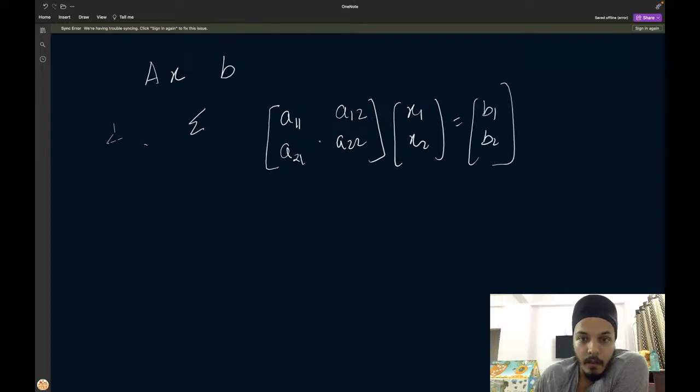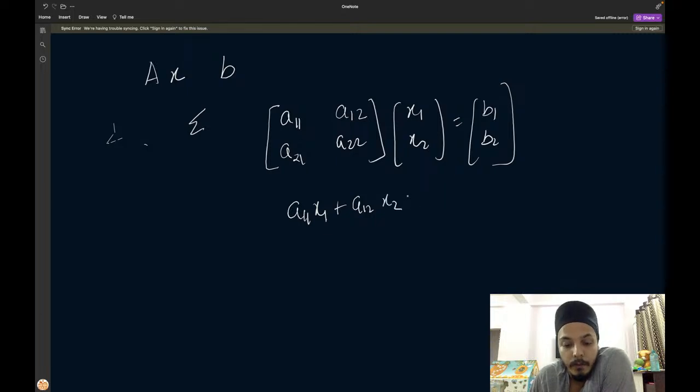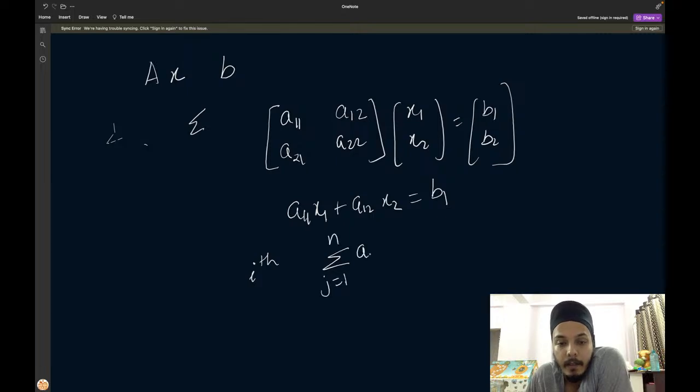Now our first component here will be a11 x1 plus a12 x2. So this is our first component, and this will be equal to b1. Now how we can write it in the form of summation is that we can take the ith component. For any ith component we can write it as the sum for j equals 1 to n of aij times xj. So for i equals 1, this is a1j, and j goes from 1 to n, so it will be a11 x1 plus a12 x2.